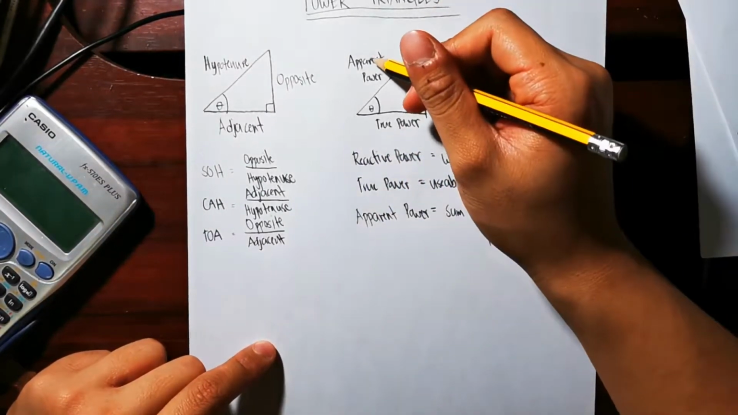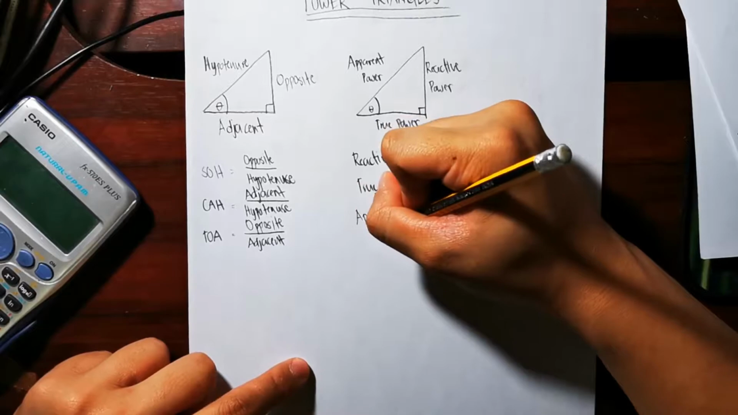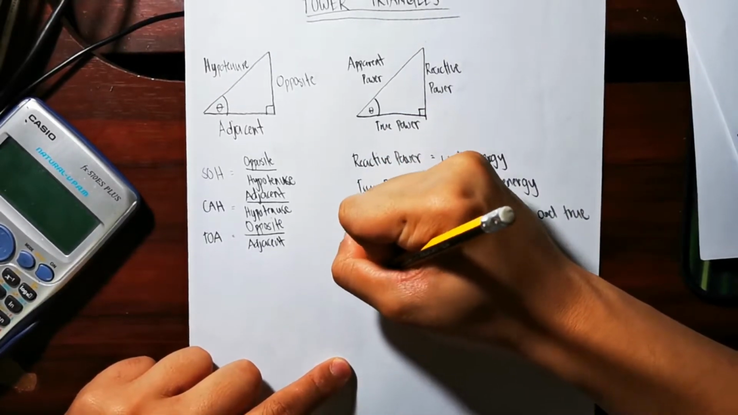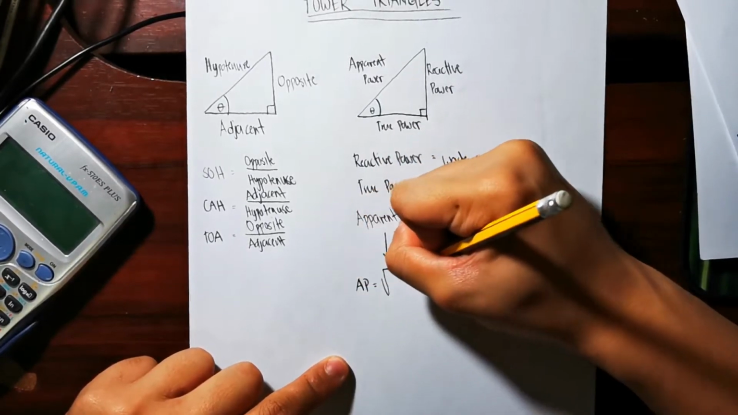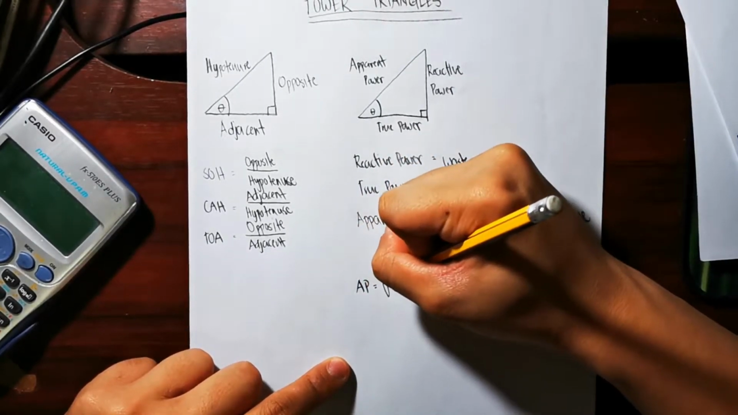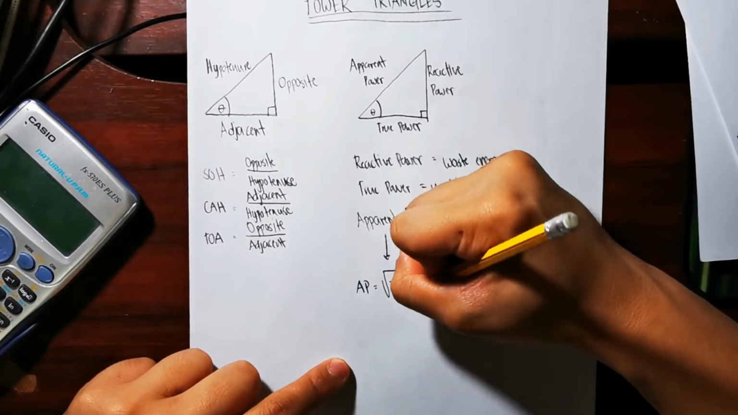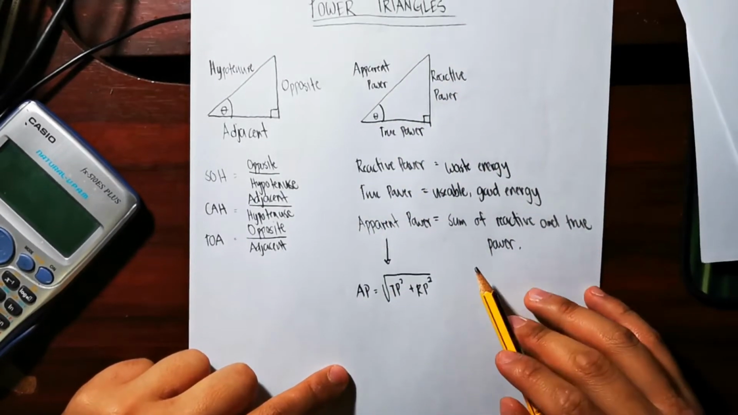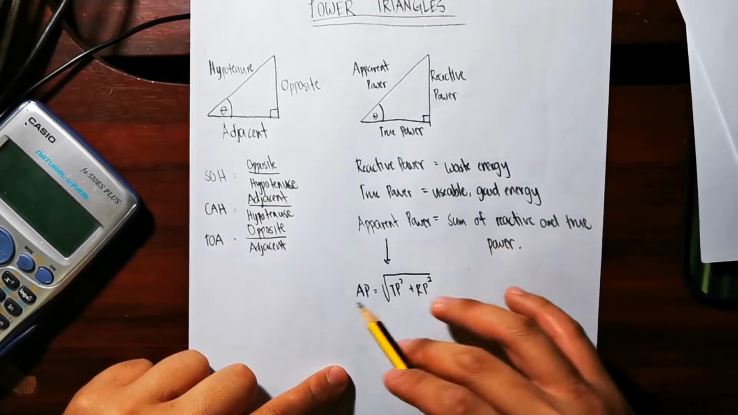We can write the formula of apparent power as AP is equal to the square root of true power squared plus reactive power squared. So this is the formula for the apparent power.